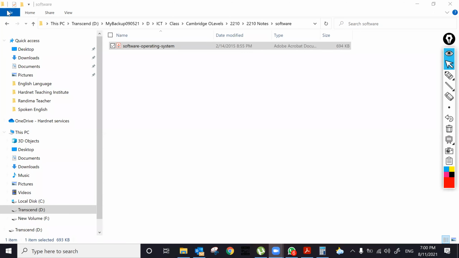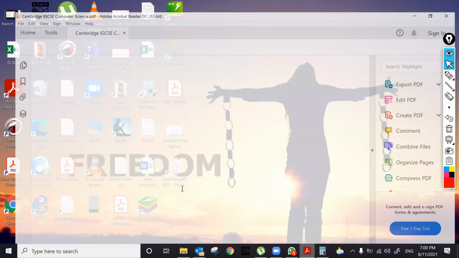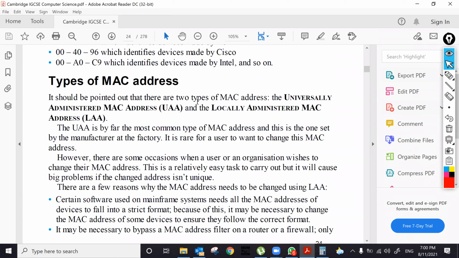Right, I think you all can see my screen. Can you see my screen? Yes, sir. All right.